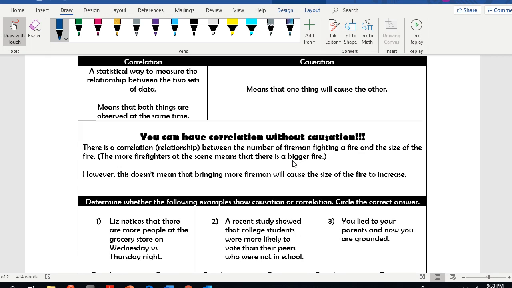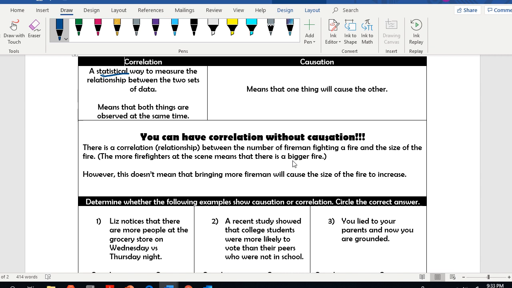Good morning, class. I just want to tell you today what the difference between causation and correlation is. Correlation is a statistical way, so there's some math involved in it. There's a statistical way to measure the relationship between two sets of data. We may be able to collect data on it, but it does not mean there is a causation.